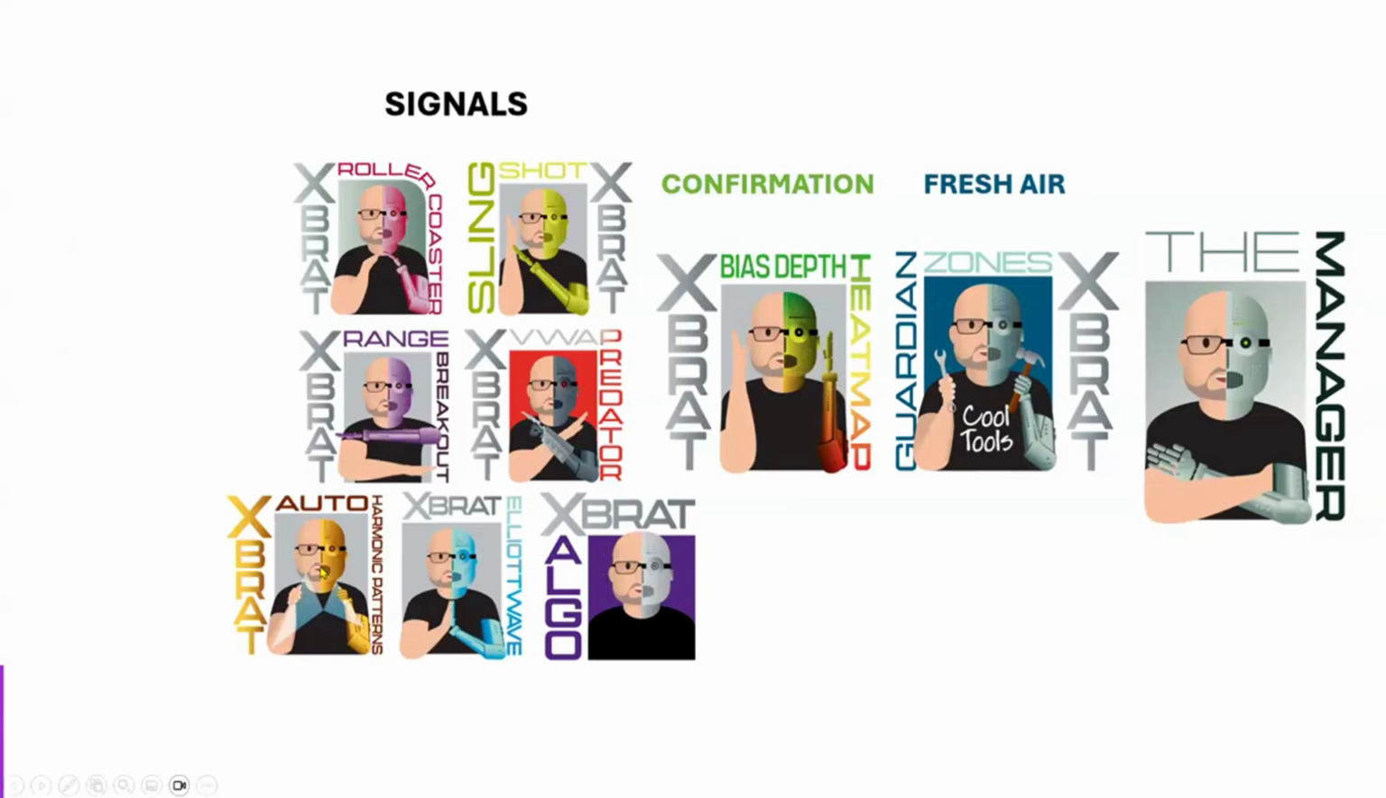Okay, then we progressed to Harmonics, then range breakout, roller coaster, Slingshot, and then recently VWAP Predator. They all serve a purpose in different market conditions. So the roller coaster serves it when it's highly volatile and we're going up and down like a roller coaster in a range and it's trading.